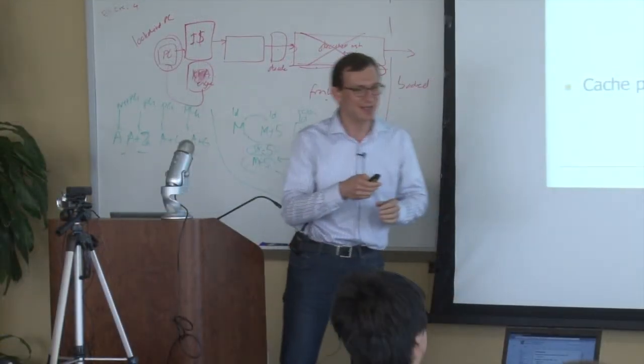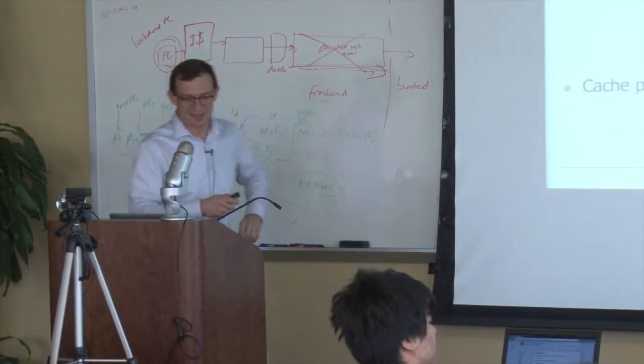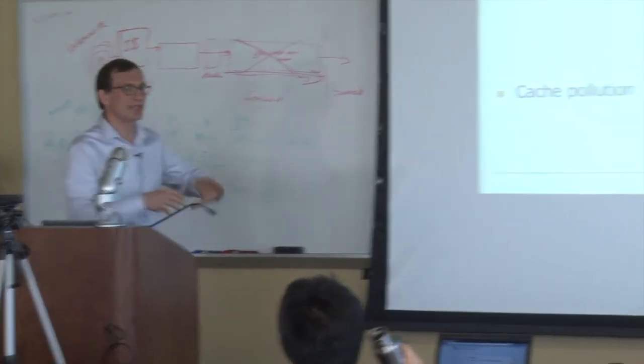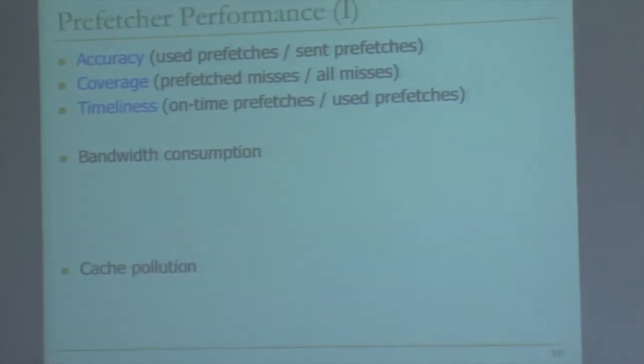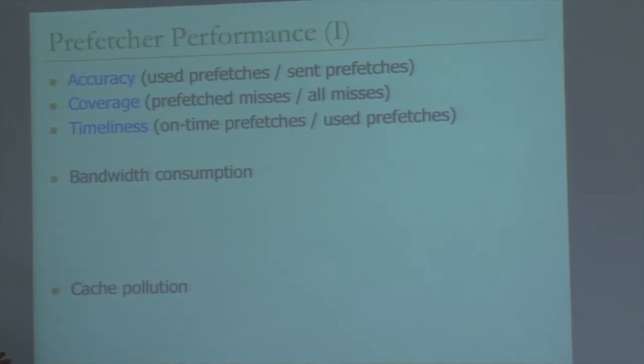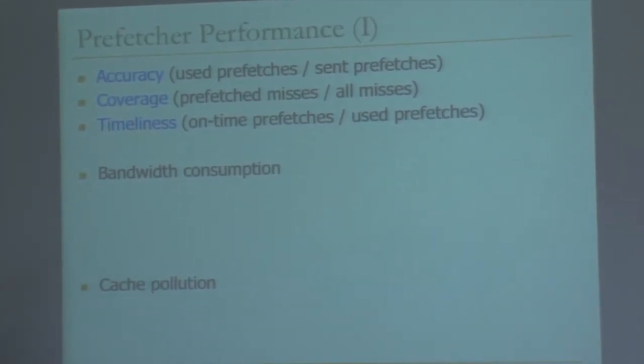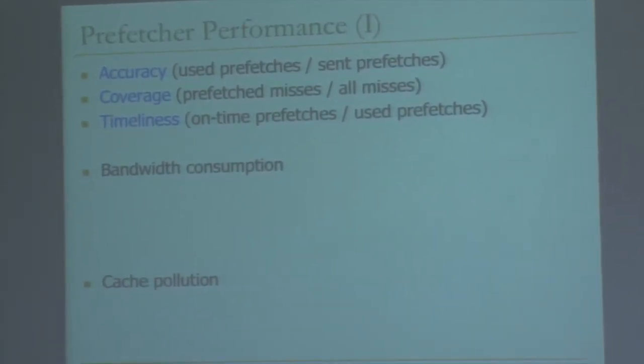I'll define these a little bit more formally. Prefetcher performance. Eventually, in the end, what you really care about is execution time. That's really the final metric of performance. But to understand and analyze things a little bit easier, there are a bunch of things that contribute to execution time when you have a prefetcher. Three major metrics are accuracy, coverage, and timeliness. Accuracy we already talked about. This is the fraction of used prefetches among all prefetches that the prefetcher generates.